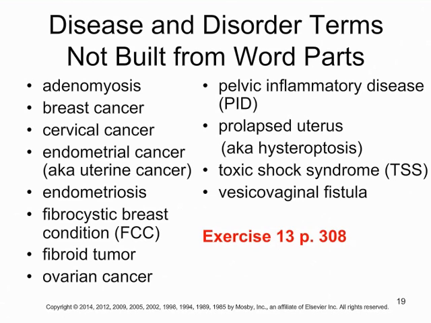Fibrocystic breast condition, or FCC. This is where a lot of benign, meaning non-cancerous, non-malignant, cysts grow in one or both breasts, and those growths can become very painful. It's also called fibrocystic breast disease. You could have a fibroid tumor. This one is usually benign also, so non-cancerous, in the uterine muscle. It could be called a myoma of the uterus if it is in the muscular myometrium as well.